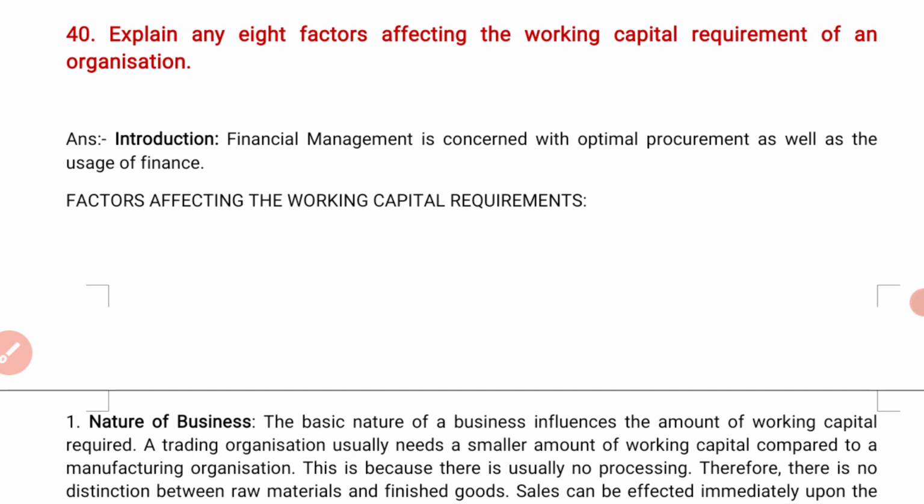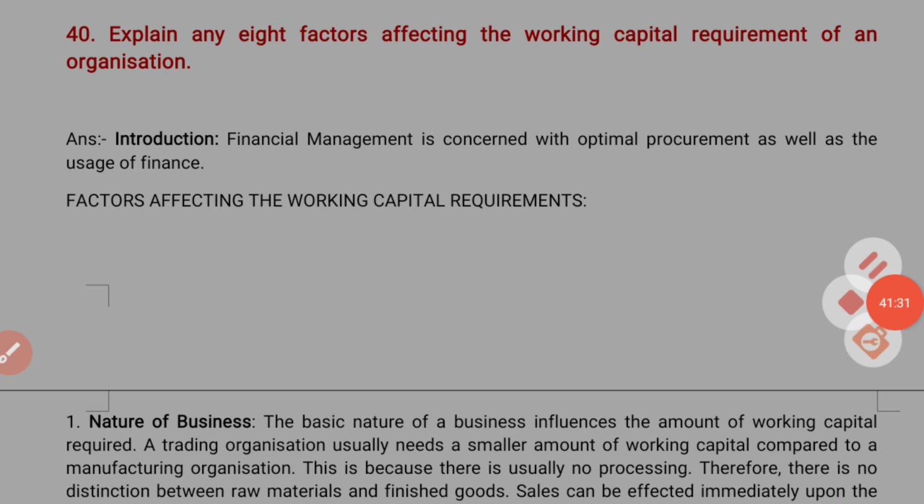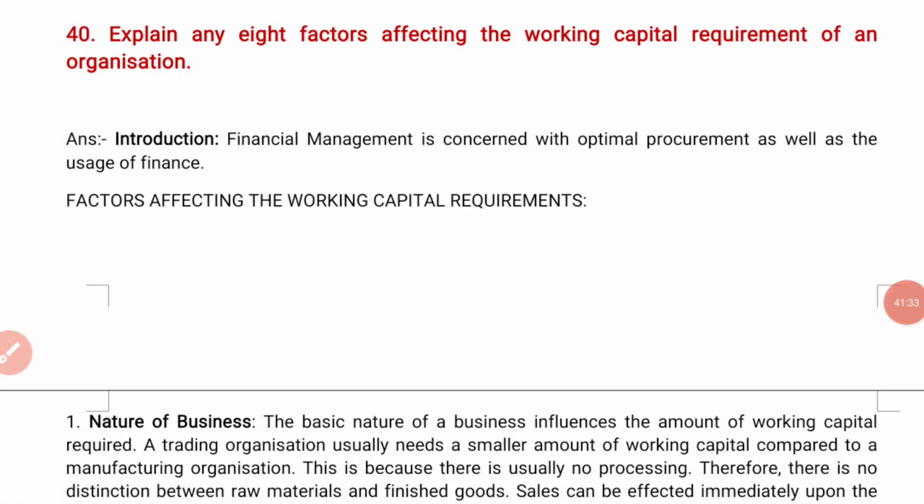The next question is the last question of the 8 marks section in Section D. Explain any 8 factors affecting the working capital requirement of an organization. This is a very important question, given from the financial management lesson, the 9th chapter. So we have to explain the factors which affect the working capital requirements.